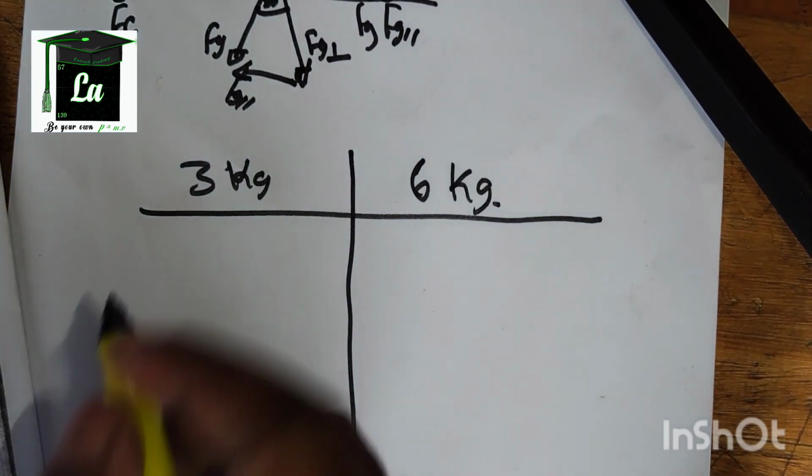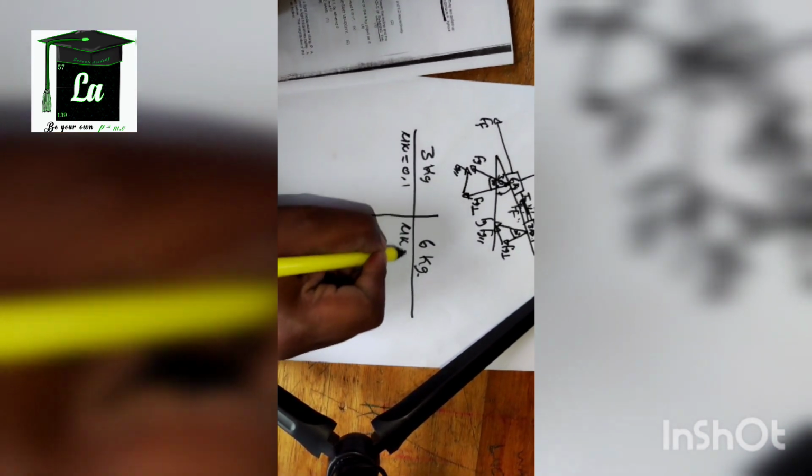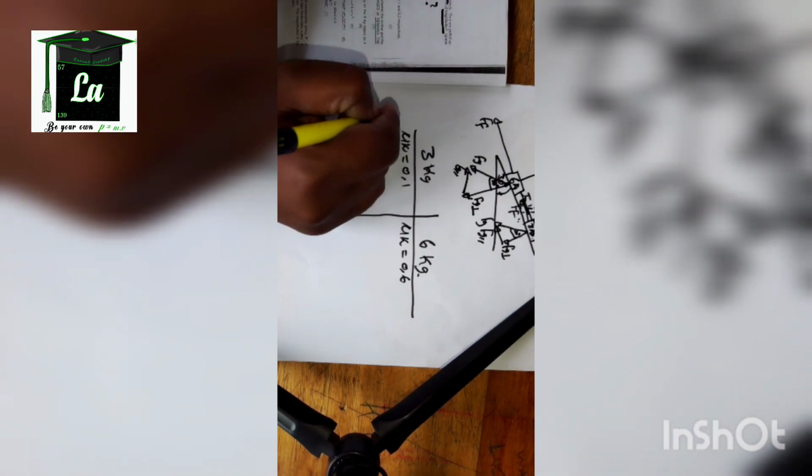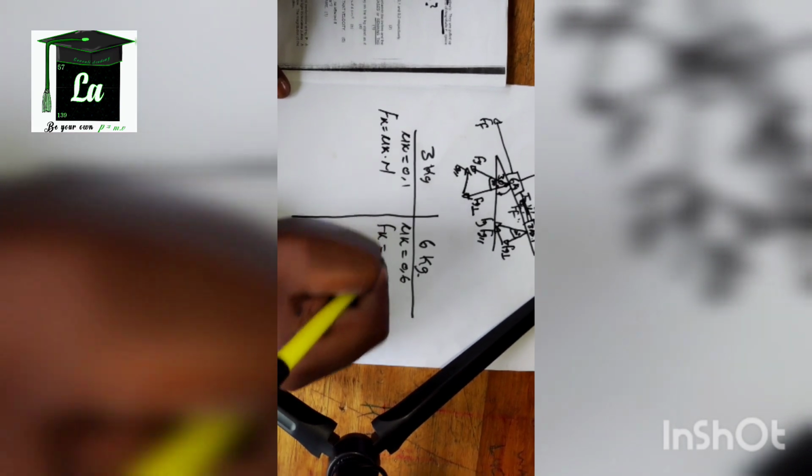They told us that the coefficient of kinetic friction on the 3 kg block is 0.1, and on the 6 kg block it's 0.6. Right. Then, with these coefficients of kinetic friction, what does this mean? We're going to use this, guys, to determine our frictional force. Remember, Fk is equal to mu k times the normal force.